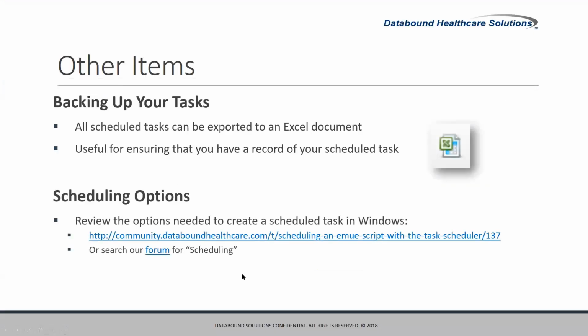Also, we mentioned switches earlier. When you have /autostart small or /autostart file, if you need a refresher on some of the options that are available when scheduling, we do have a forum post that's located here, scheduling an EMUE script with the task scheduler. This does reference the Windows task scheduler at this point, but all of the options are still available in the Databound task scheduler as opposed to the Windows scheduler.